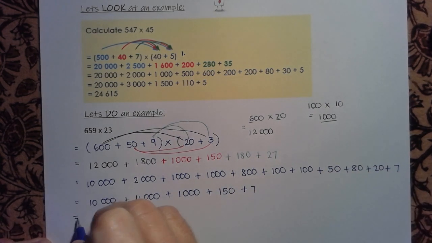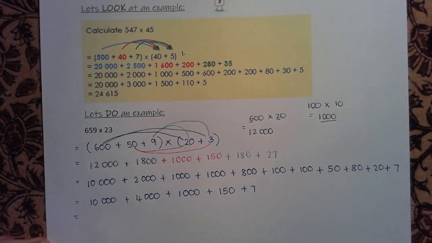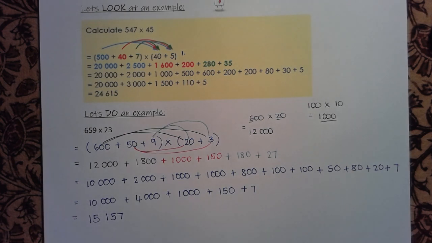And now we can add it up again and find our final answer. Okay, so just pay attention. Here you've got 2,000s written here. That's a 4,000 and a 1,000. So that makes 5,000. So your answer will be 15, that 10,000, 15,157. And then when you're done, you can take your calculator and you can check whether you've worked correctly.